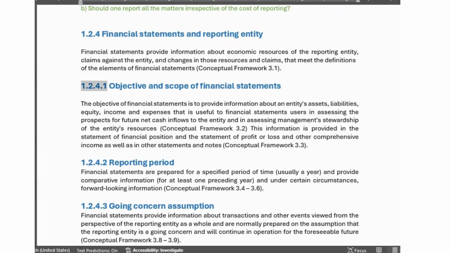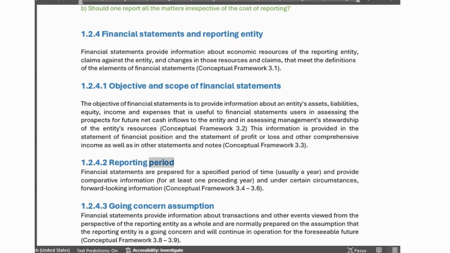1.2.4.1 Objective and scope of financial statements. The objective of financial statements is to provide information about an entity's assets, liabilities, equity, income, and expenses that is useful to financial statements users in assessing the prospects for future net cash inflows to the entity and in assessing management's stewardship of the entity's resources. Conceptual Framework 3.2. This information is provided in the Statement of Financial Position and the Statement of Profit or Loss and other comprehensive income, as well as in other statements and notes. Conceptual Framework 3.3.